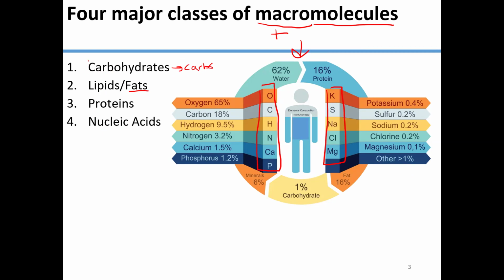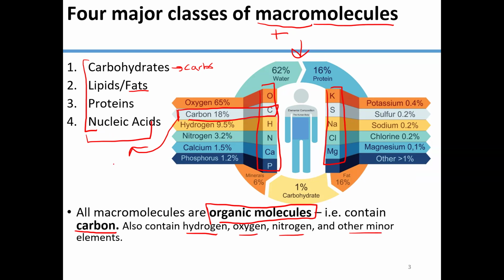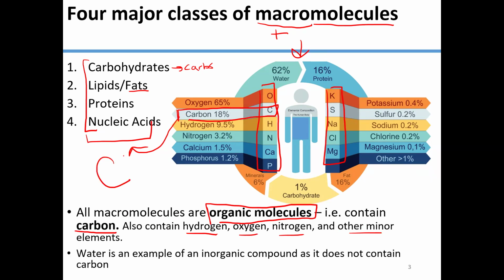All of these are important and essential for life. These also are known as organic molecules. The reason they're known as organic molecules is because each one of these contains carbon. So again, all these together contain this element here. And carbon is often known as the element of life. These also contain other elements such as hydrogen, oxygen, nitrogen, and other minor elements. But again, every single one of these contains that carbon.